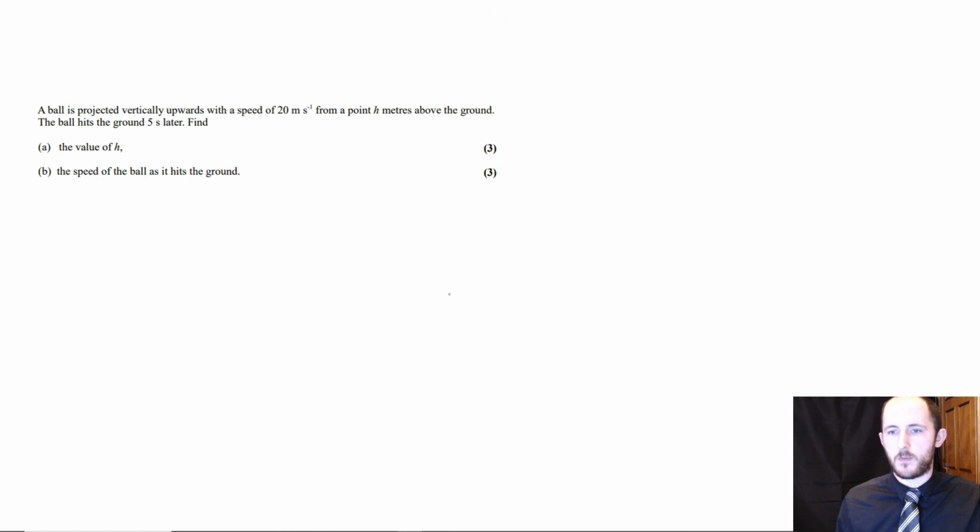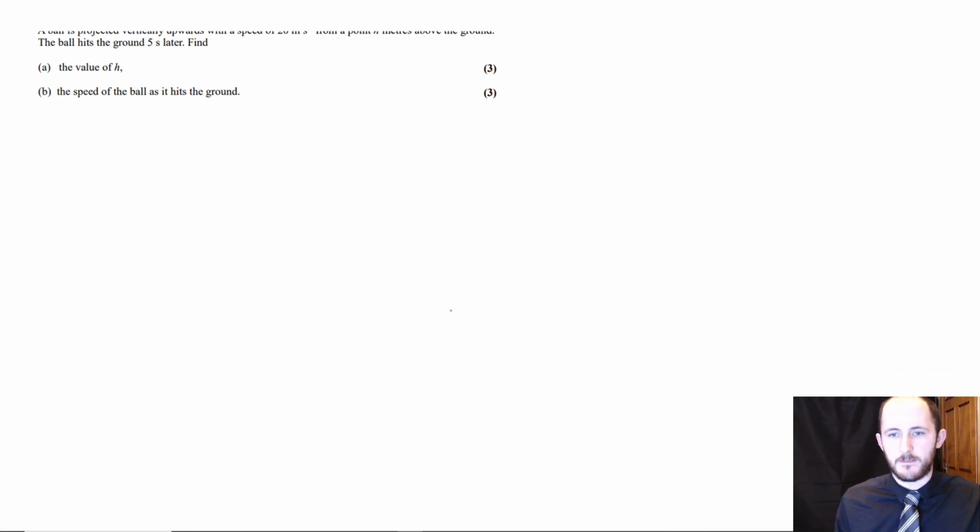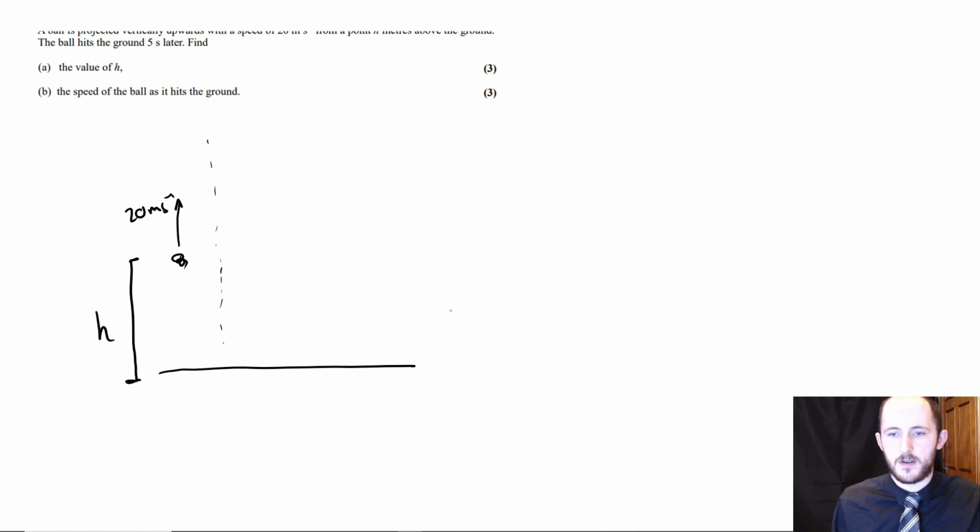So here's what we have. We have a ball and we have the ground somewhere down here. This distance is h. And it goes upwards, speed of 20 meters per second. Then it's going to go up and then come straight back down and hit the ground. And that happens at t equals 5 seconds.